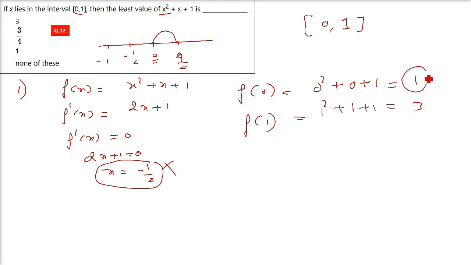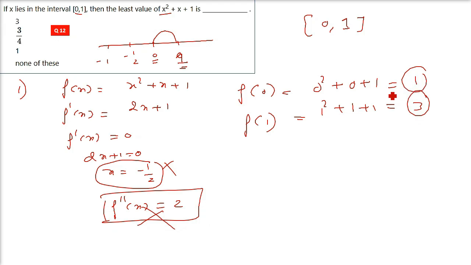What is the least of them? 1. So you are getting 1 at x equals 0. So what is the minimum value? It's 1. Even if you double differentiate this, you are going to get 2. So what are you getting? 2 is the second derivative.